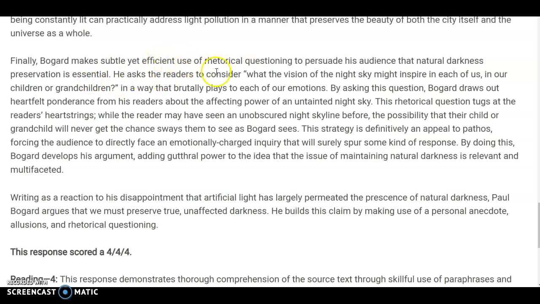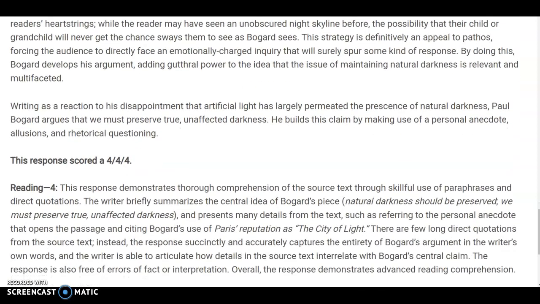Okay, so basically he's talking about rhetorical questions. Rhetorical questions are just questions, like this one right here. What the vision of the night sky might inspire in each of us, in our children, in our grandchildren, we don't really know. A rhetorical question would be something along the lines of, what would happen if we didn't have an education? What would happen if we all just quit school and did our own thing? It makes you stop and think. It puts you on the offensive. You are in charge when you're asking the questions. So in a courtroom, if you're asking the questions, you're in charge. You're controlling the conversation. It's a technique.